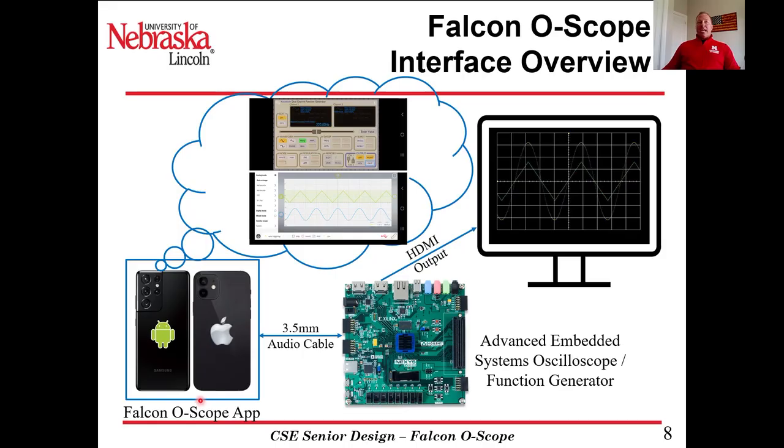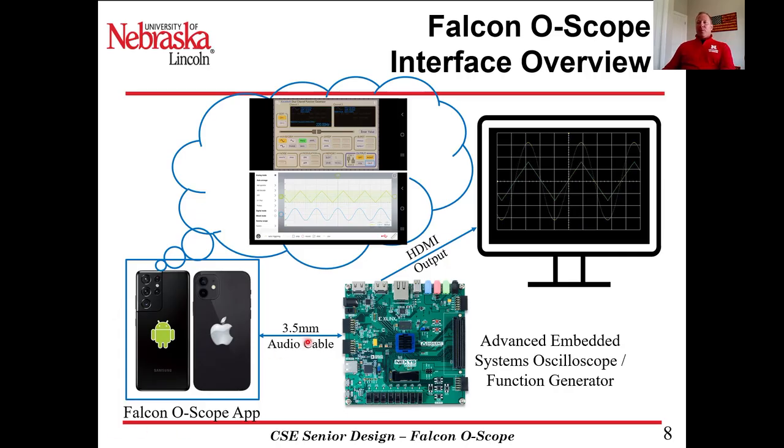This interface shows how your function generator and O-Scope app on the left will interface with the advanced embedded systems scope and O-Scope and function generator that they're going to be building, through the 3.5 millimeter stereo headphone jack, that audio cable input and output. Additionally, you'll interface the app with a standard O-Scope and function generator provided in the lab to test out your equipment and make sure it works well.